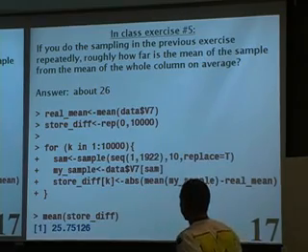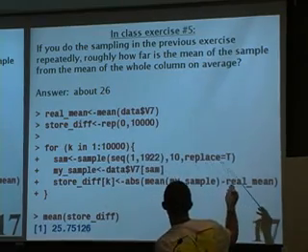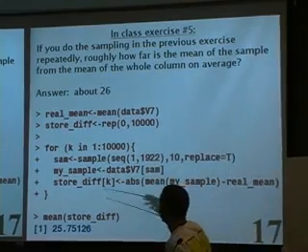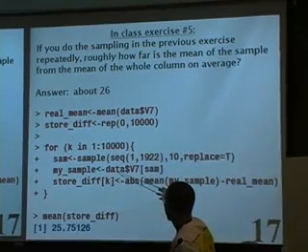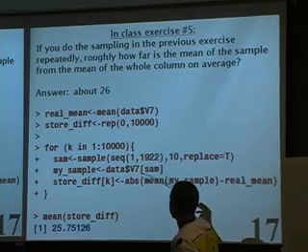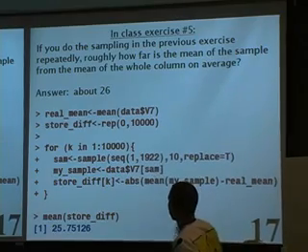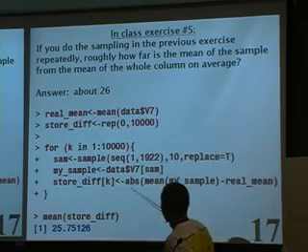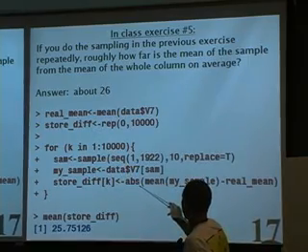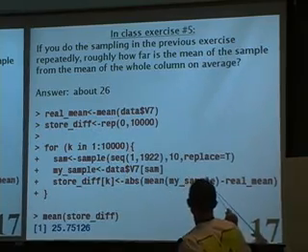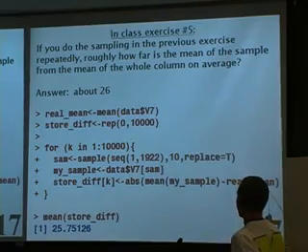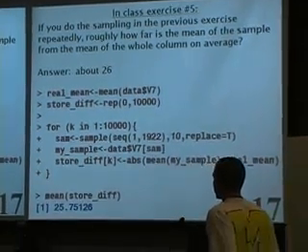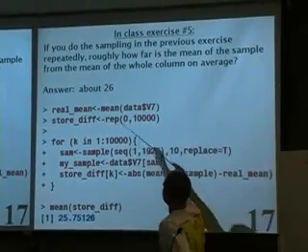Each time I'm going to draw a sample. So this command is the exact same thing I did before, sample of size 10 with replacement. Then I overwrite my sample with data $V7, whatever the rows are from this sample. And then store difference: the kth element of store difference I'm going to put as the absolute value of the difference between the mean of my sample and the real mean. And then I'm going to compute the mean of those, which this time came out to be about 25.7, or what I said here, about 26.